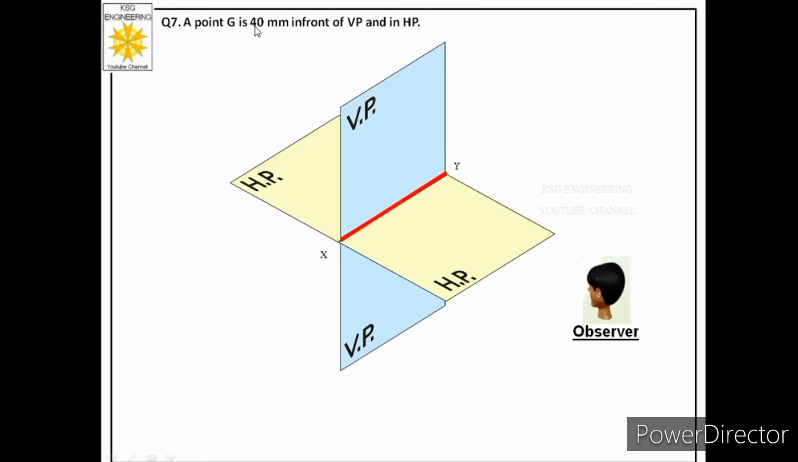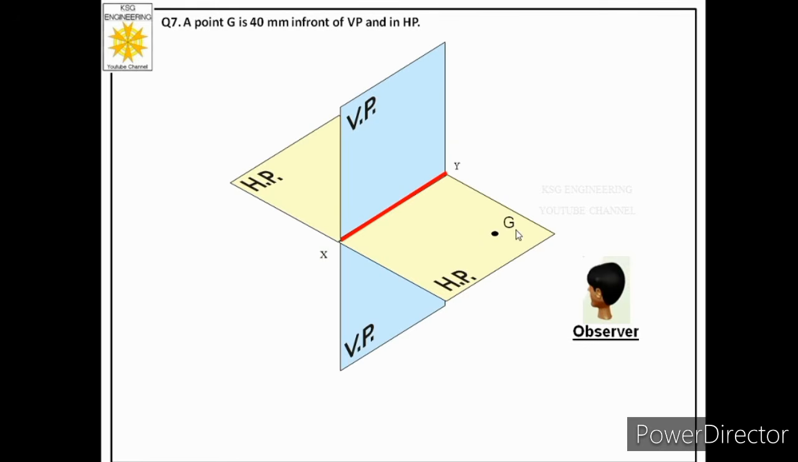So you see over here he's writing 40 mm in front of VP. It means he's talking about this part of HP which is in front of VP. Now like the previous two cases, again we have to say over here that as the point is in HP, then VP has no role in deciding the views of that point. So in this case also we will ignore VP and we will only consider that part of HP which is in front of VP, because only that part of HP is mentioned in the question.